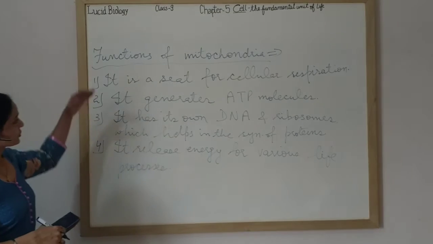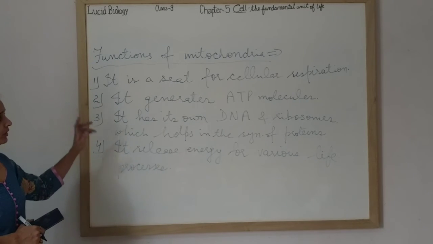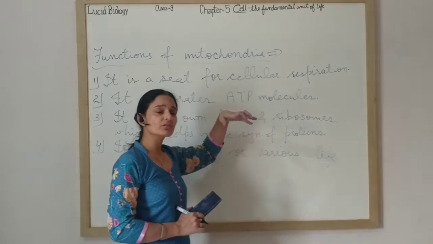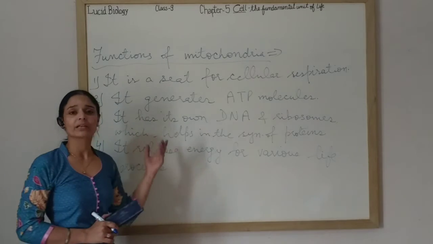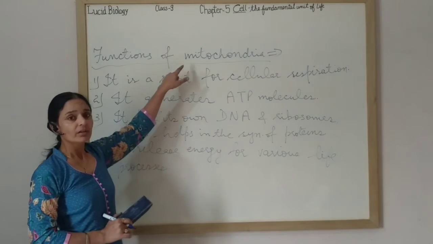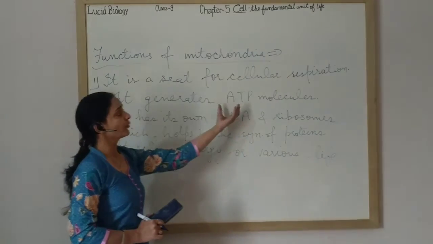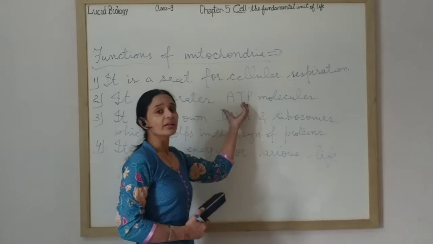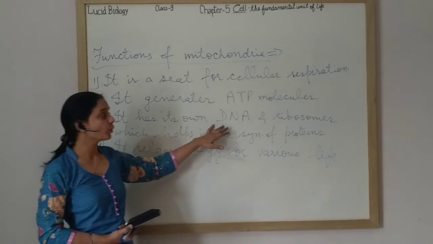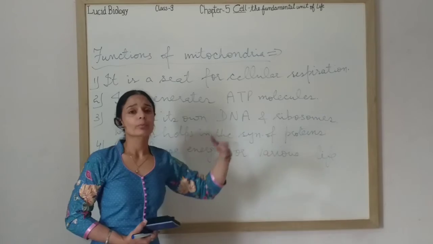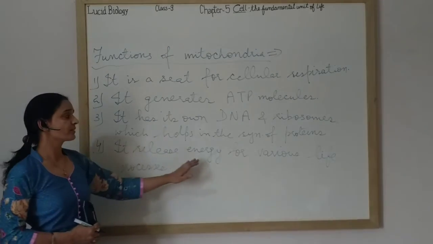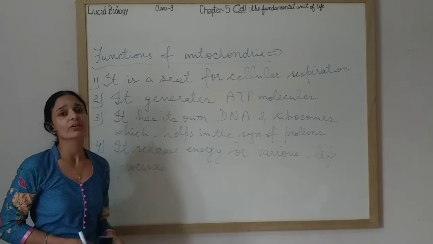I hope functions of mitochondria are clear to you. First of all, once again, it is a seat of cellular respiration because oxidation of food takes place on the inner surface of the inner membrane of mitochondria, and it releases energy in the form of ATP molecules which are called the energy currency of the cell. Then it's unique because it has its own DNA and ribosomes. So for protein synthesis, it is self-dependent. Next, it releases energy to carry out various life activities.